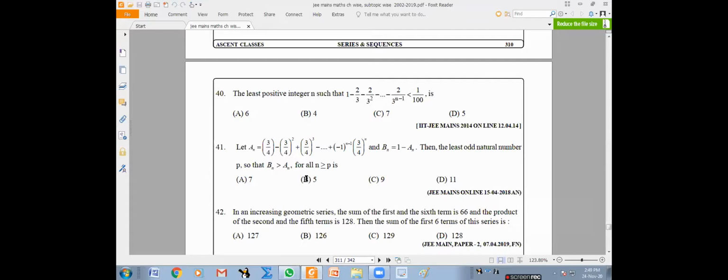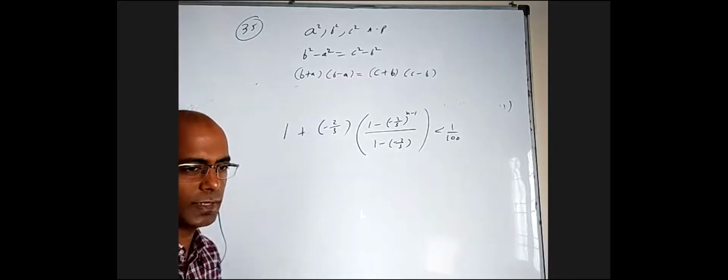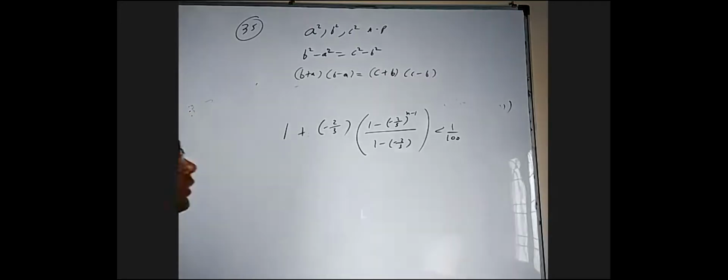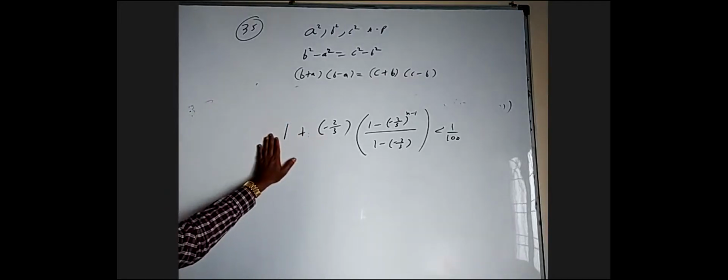So 1 plus, the first term is minus 2 by 3. Next, 1 minus r power n by 1 minus r. So 1 minus, minus 2 by 3 whole power n minus 1, by 1 minus, minus 2 by 3, that should be less than 1 by 100. And at least 1, because if you take infinity also it will be less than 1 by 100 or very large. Okay, so 1 is not included.